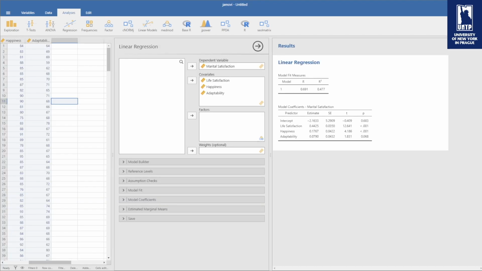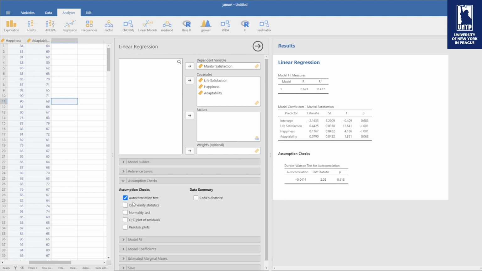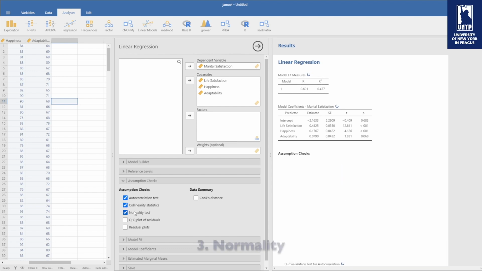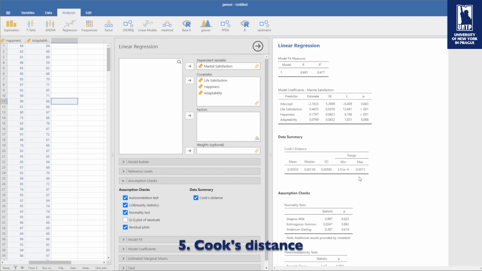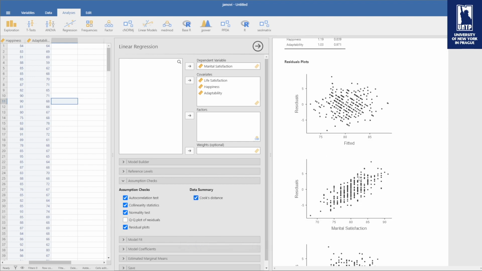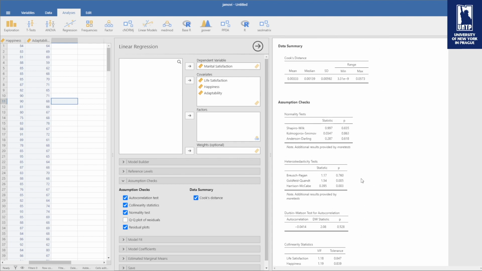We cannot conduct a robust multiple regression analysis unless certain assumptions are met. What are the assumptions here? So let's check. We have autocorrelation, collinearity, normality, residual plots, and Cook's distance. As you can see, these are all our assumptions. They are quite a lot in comparison to the previous test, but let's go one by one.